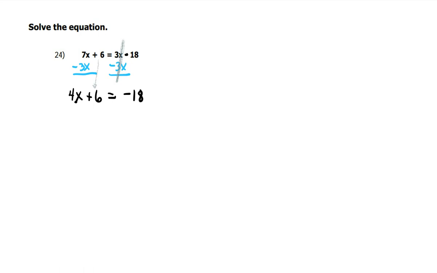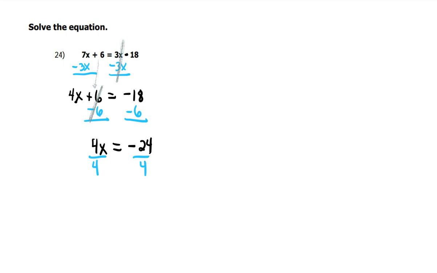So my next step would be get rid of the 6. Since it's a plus 6, turn around and subtract 6. Because a plus 6 and a minus 6 cancel each other out. And so the left side is just 4x. And the negative 18 minus 6 more would be negative 24. And now my last step is divide off the 4.